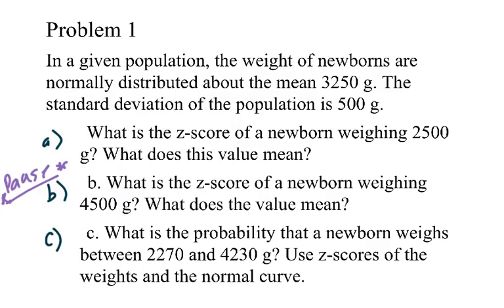All right, C. What is the probability that a newborn weighs between 2,270 and 4,230 grams? Use z-scores of weights and the normal curve. So here we're trying to find the probability, which is what we just practiced. Before, we were technically only asked for the z-score. This one means we definitely need to use our table to find our probability.